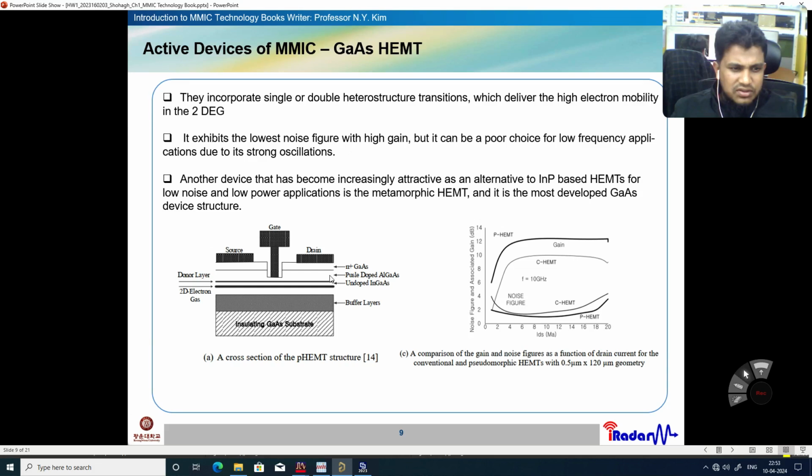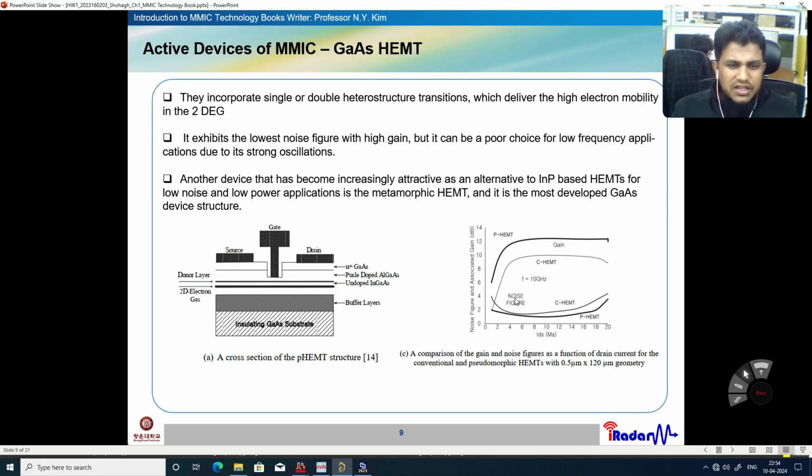So this one is n-type gallium arsenide. This is pulse doped. Doping means we mix in other components in this gallium arsenide high electron mobility transistor, that is aluminum gallium arsenide and undoped indium gallium arsenide. This is the buffer layer. We can control both of the above layers and the substrate with the buffer layer.